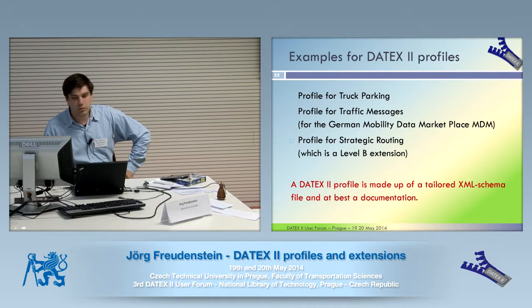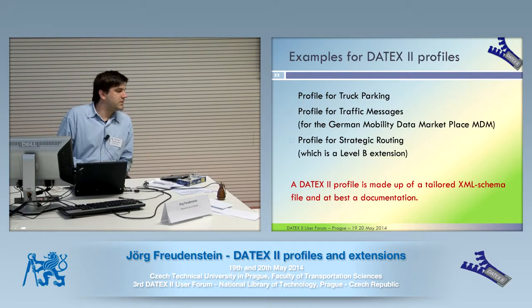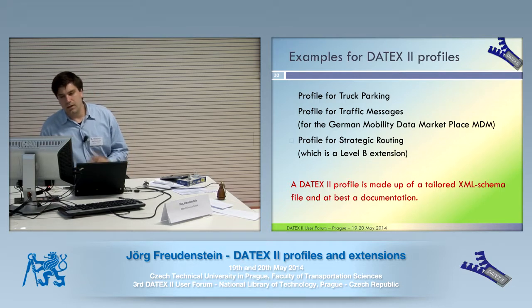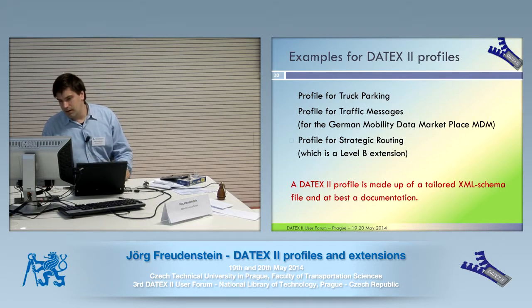Examples for Datex 2 profiles are the profile for truck parking, which is quite new now in standardization. We have a profile for traffic messages, for example, for the German mobility data marketplaces. There is a profile for strategic routing, which is a level B extension. These are popular profiles and profiles which are loaded on the website, because the website has a special place where such profiles can be published. But of course there are a lot of smaller profiles for everyday use, and of course you don't need to publish them. You can make a profile for yourself and use it, and that's fine too.